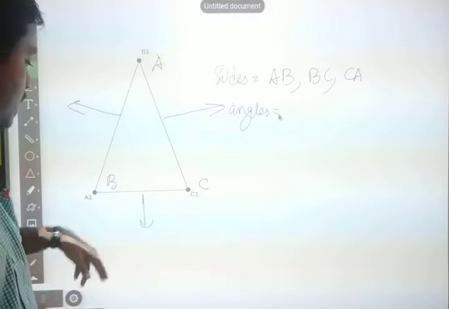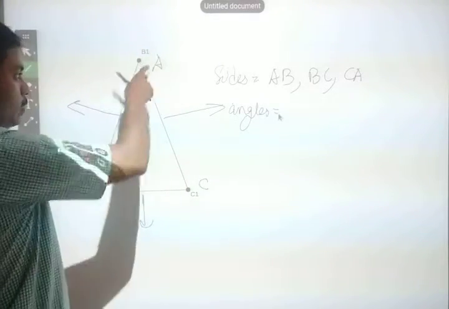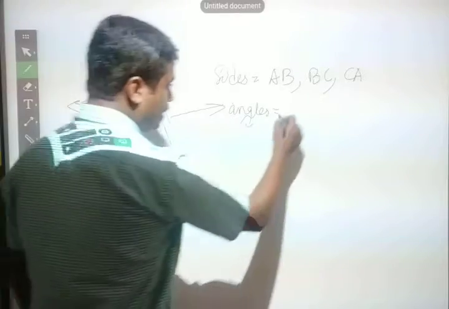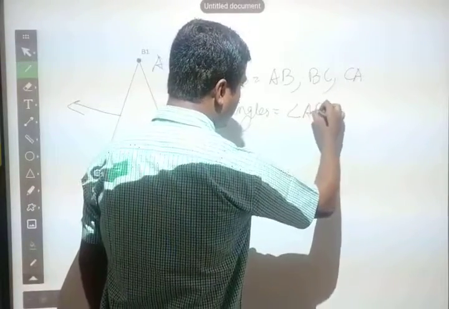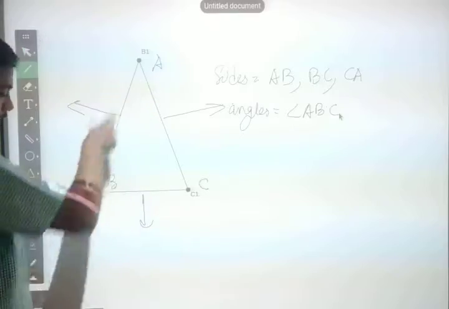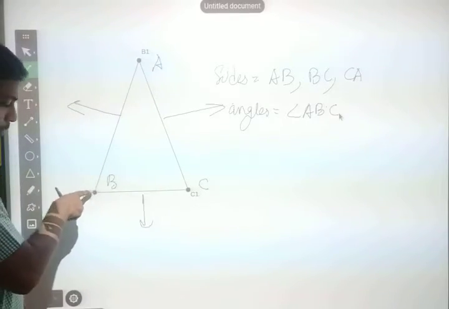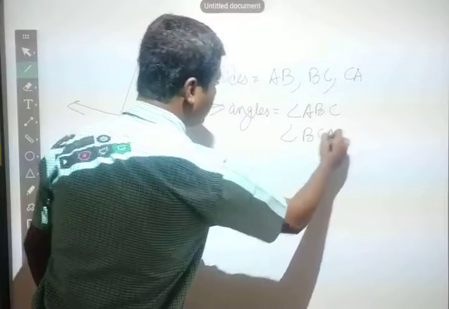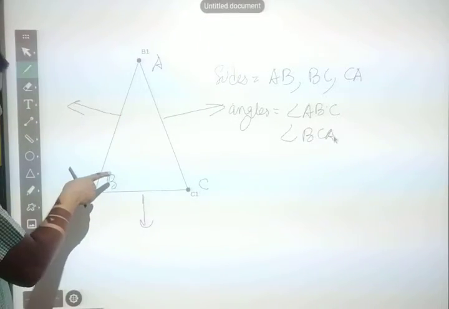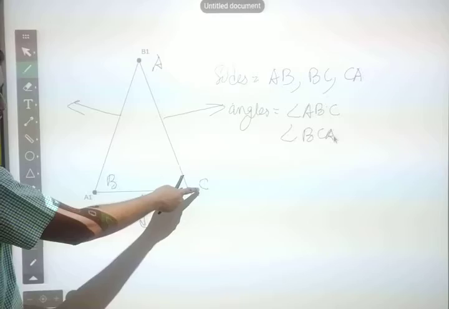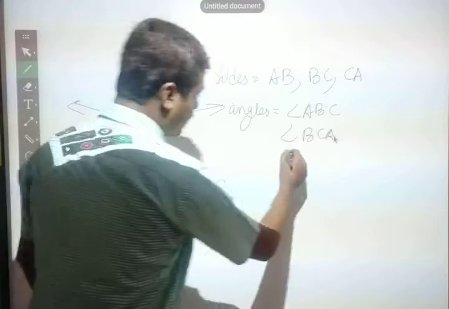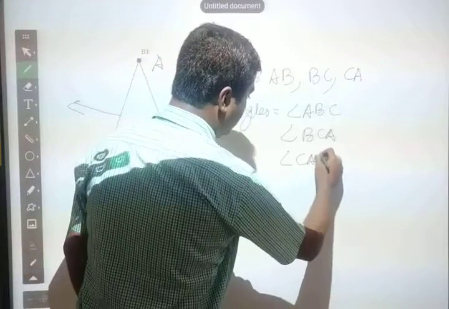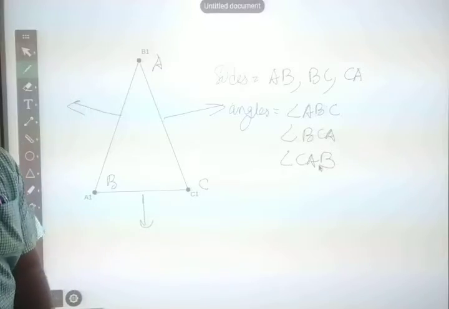So what are the angles present here? One angle will be angle ABC. Another angle is angle BCA. The third angle is angle CAB. Okay, so these are the angles.